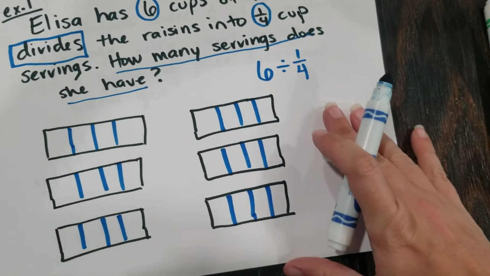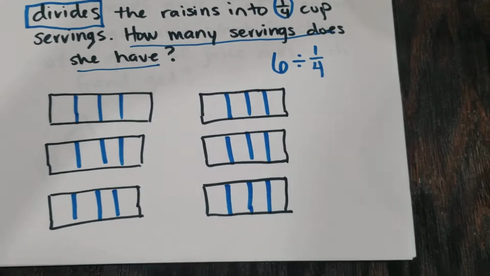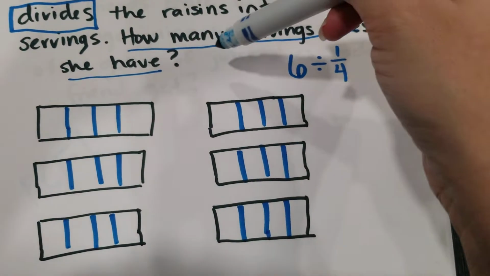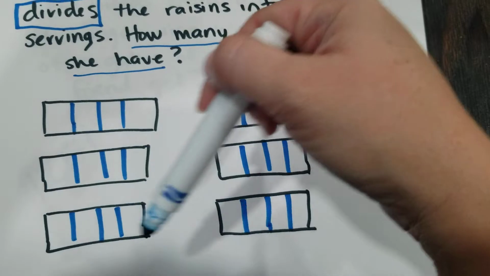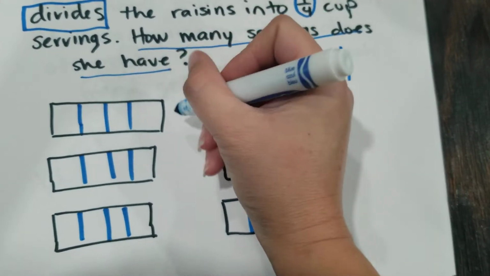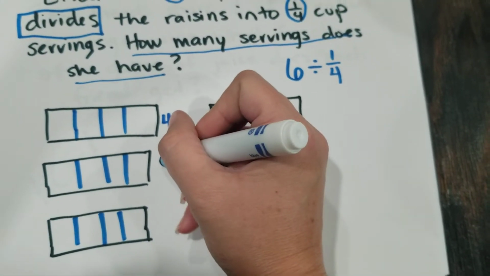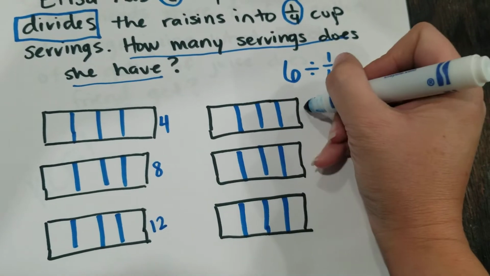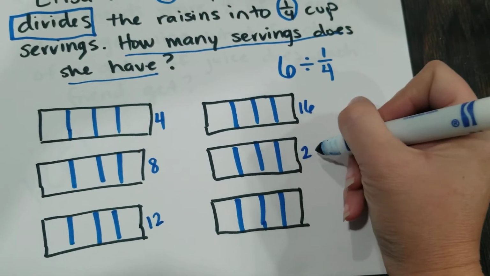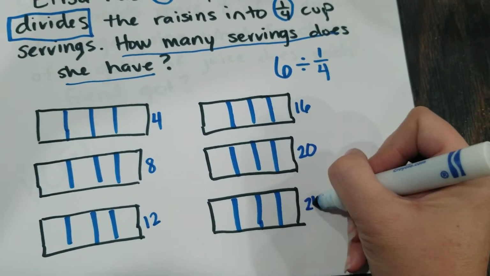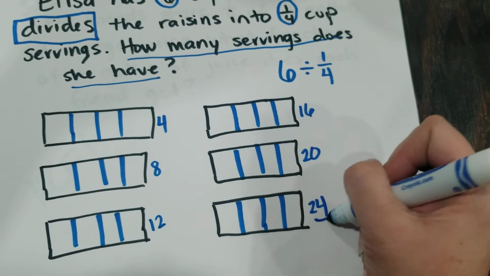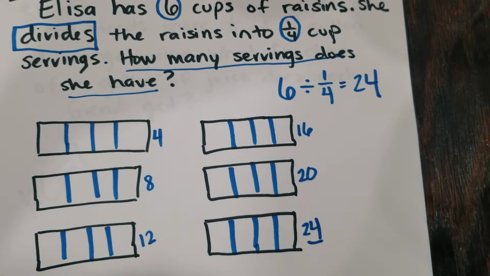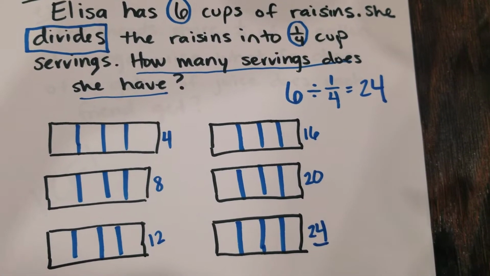And then to find my answer, I'm going to figure out how many servings she made. So how many 1/4 size servings was made out of the 6 wholes? Well, we have 4 in this one, another 4 in this one, so that would be 8 now. Another 4 would be 12, another 4 would be 16, another 4 would be 20, and then 24. 24 is our answer. We have 24 servings made out of the 6 cups of raisins. So this is how we would solve it with models.